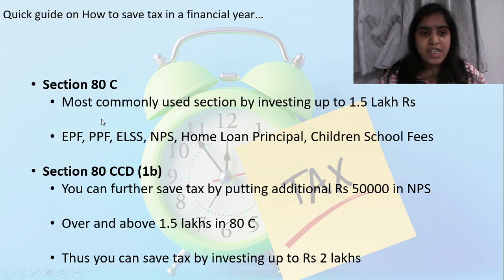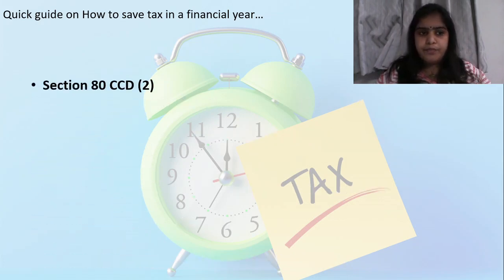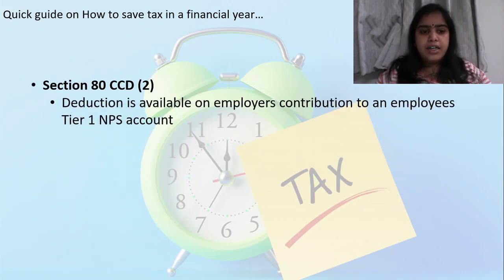So we have seen two sections under the Income Tax Act, section 80C and section 80CCD 1B. Then we will see section 80CCD 2. What does it mean? Section 80CCD 2 says that deduction is available on the employer's contribution to an employee's tier 1 NPS account. There are two NPS accounts, tier 1 and tier 2. Again, there is a video on our YouTube channel about the NPS account. So if you want to know in detail about each and every point related to the NPS, there is a separate video series on our YouTube channel.